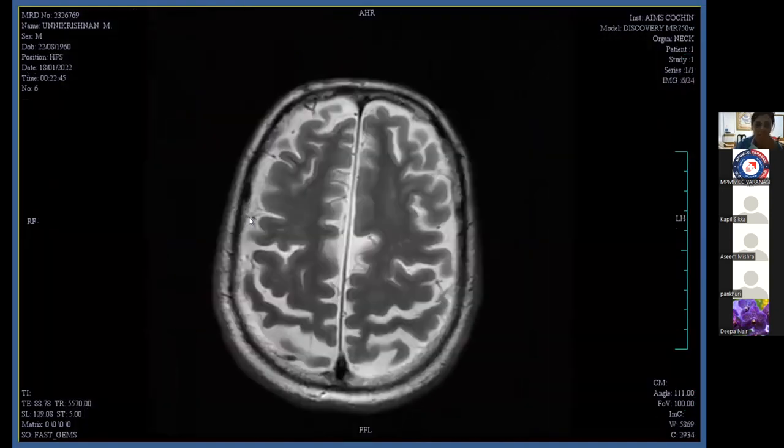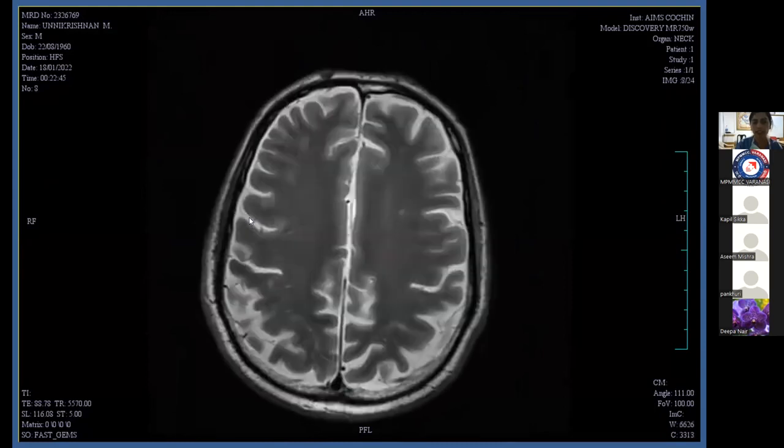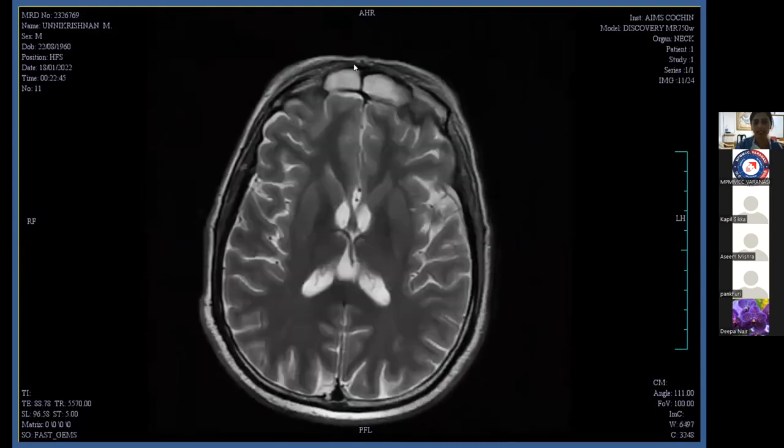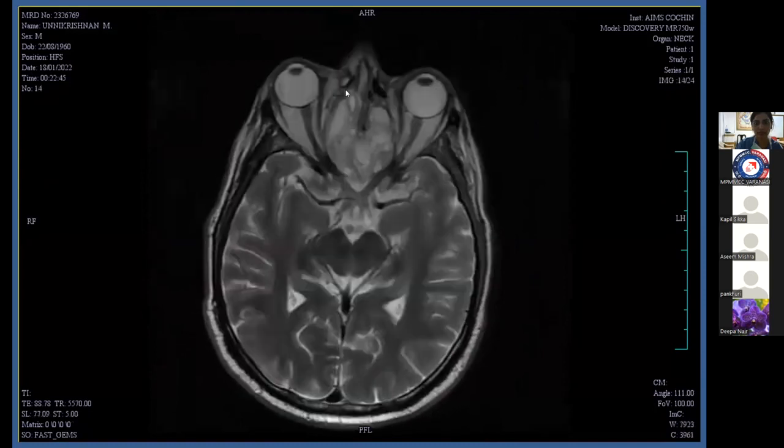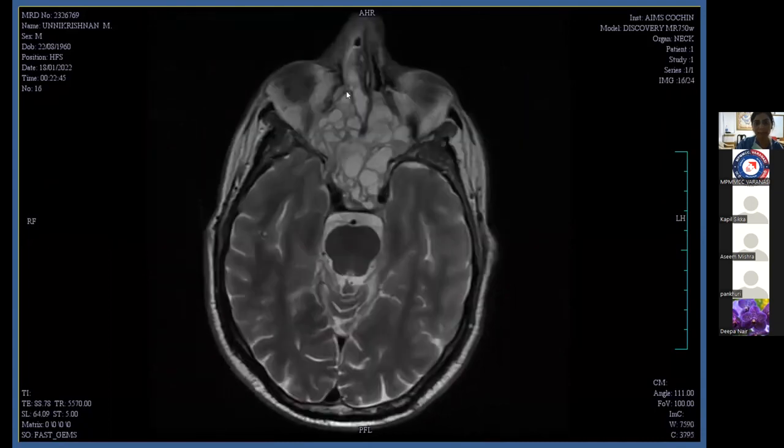So coming from top to bottom, T2 weighted axial images. We can see the T2 bright multiloculated cyst occupying the bilateral frontal sinuses. And this mass is well encapsulated, abutting the lamina on either side. It is abutting the medial wall of the orbit on either side, causing deviation of the septum towards the left side.